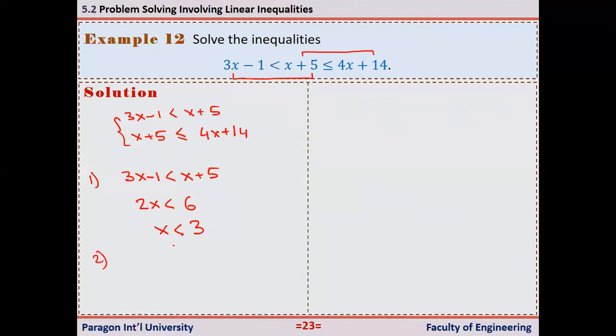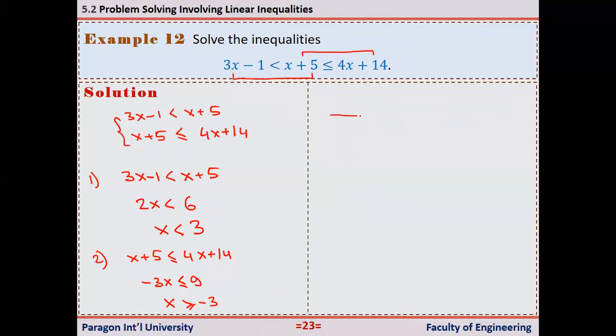And how about the second inequality? x plus 5 is less than or equal to 4x plus 14, right? And take 4x to the left-hand side. x minus 4x, that is minus 3x, less than or equal to 14 minus 5, that is 9. Or if you just divide both sides by negative 3, and also don't forget to change the direction of this inequality sign. So x will be greater than or equal to negative 3. Okay, less than 3 and greater than or equal to negative 3.